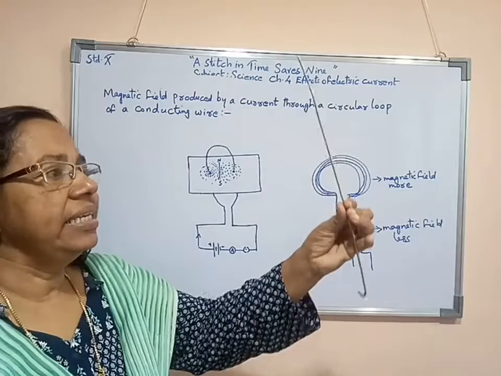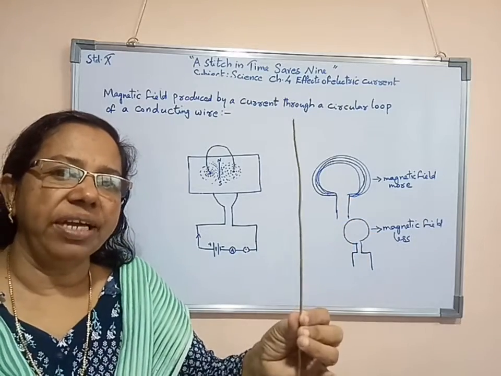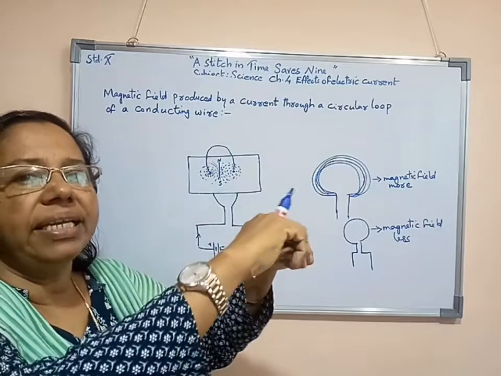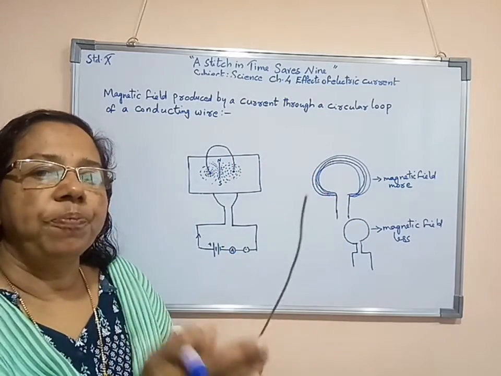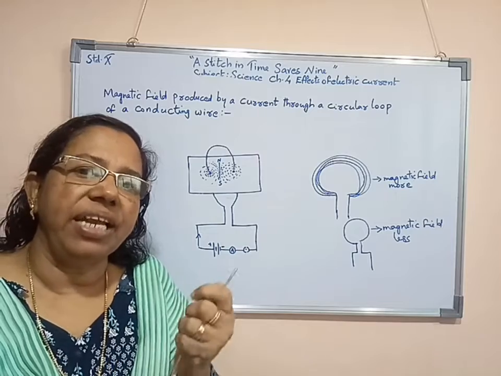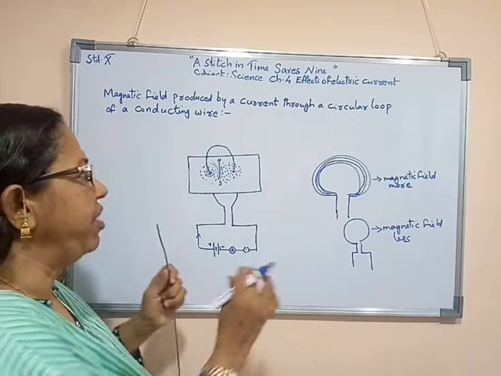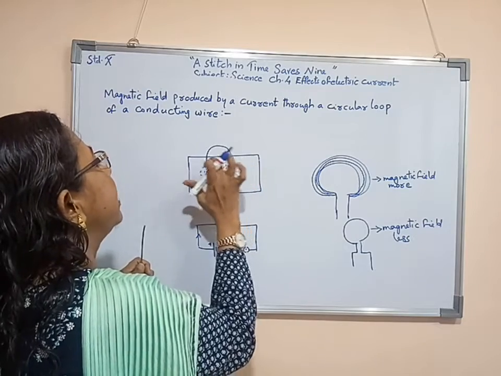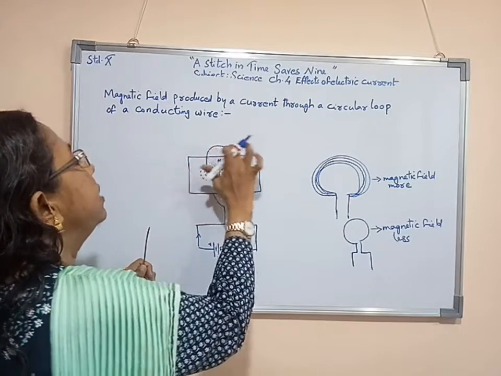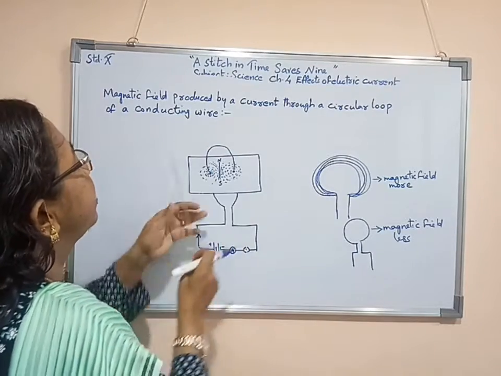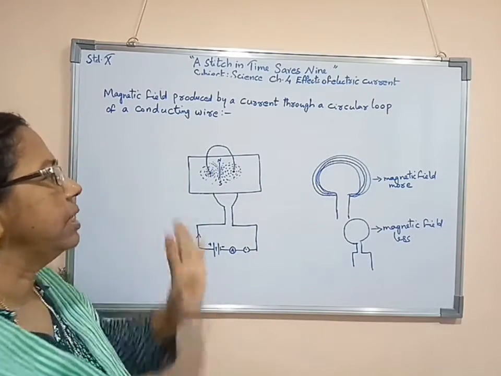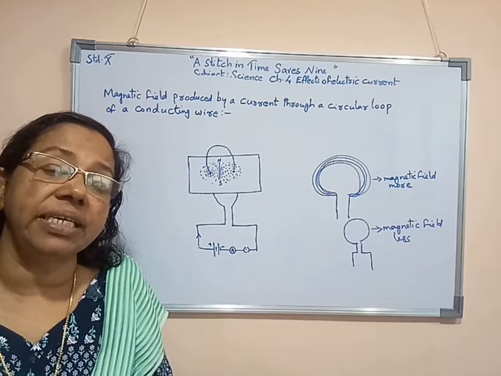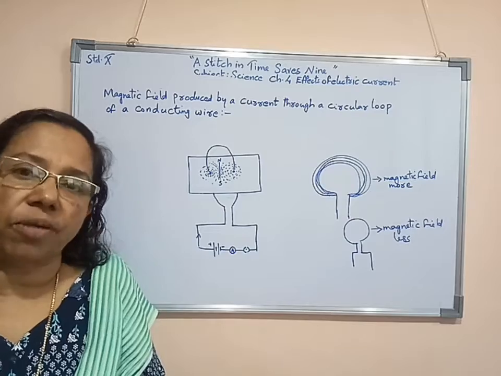This is now a straight copper wire. If you are making it into a circular form, we can say it is a loop form. Then also the magnetic field formation will be at each and every part, not here alone. If you keep it here, here also it will be there, here also the same, here also the same. So each and every part will have the same magnetic lines of force formation or magnetic field formation.